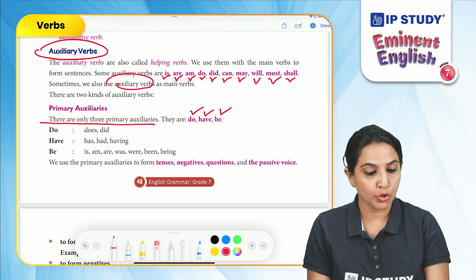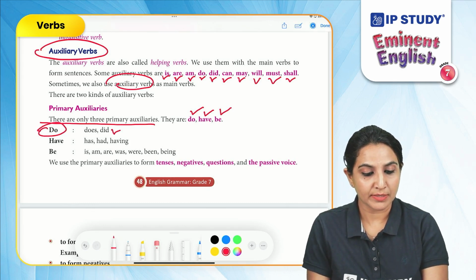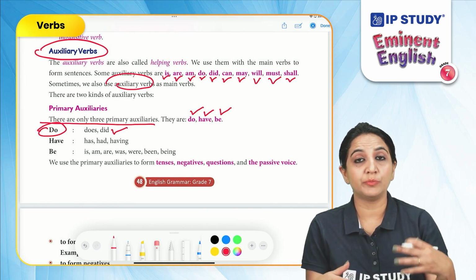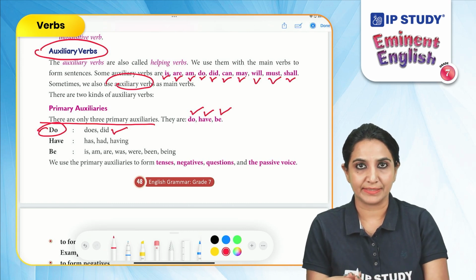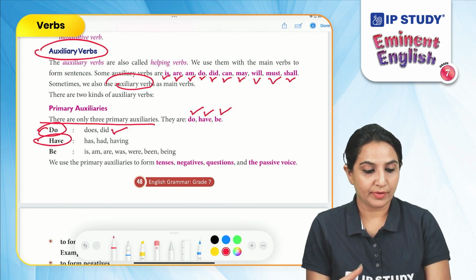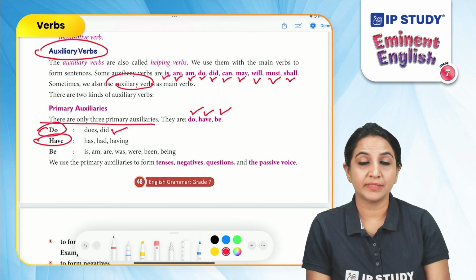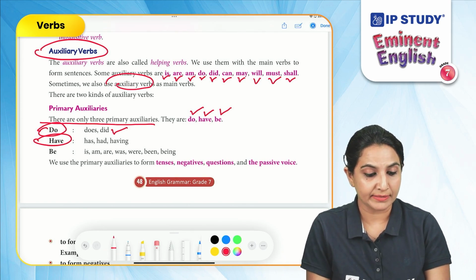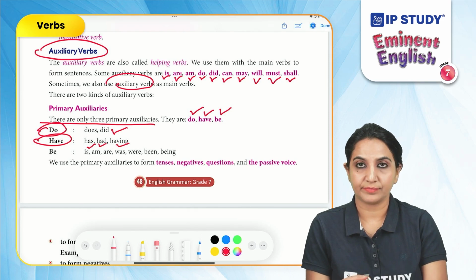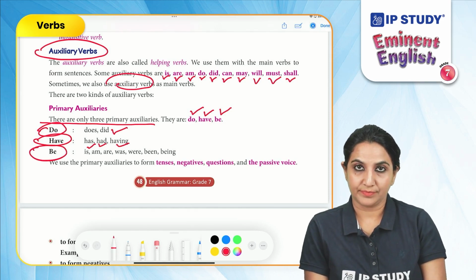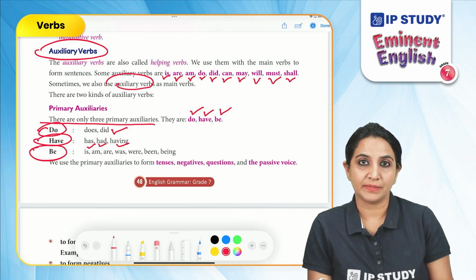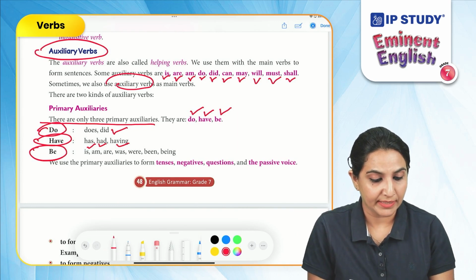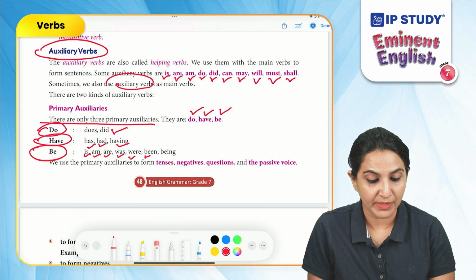The verbs like do, does or did. That means wherever the verb do is required, we may also use words like does and did. Have. Wherever the verb have is required, we may use verbs like has, had, having. Be. Wherever the expression of the sentence requires to be, we may use verbs like is, am, are, was, were, been, being.